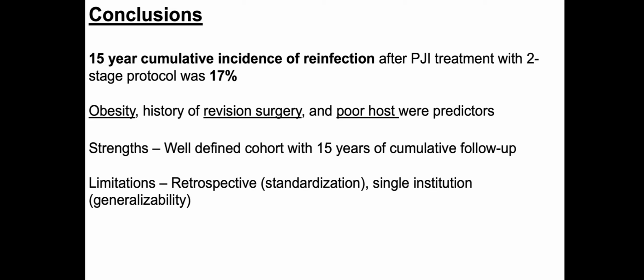So I think that's why I picked this study. They didn't exclude poor hosts, and they were honest about their numbers. There's still a 17% reinfection rate, but that's pretty good. So I don't know, I think it's important to just understand how things are treated in different parts of the world, but currently in North America, 2-stage. And at my institution, what I see is that's their gold standard for chronic PJIs.